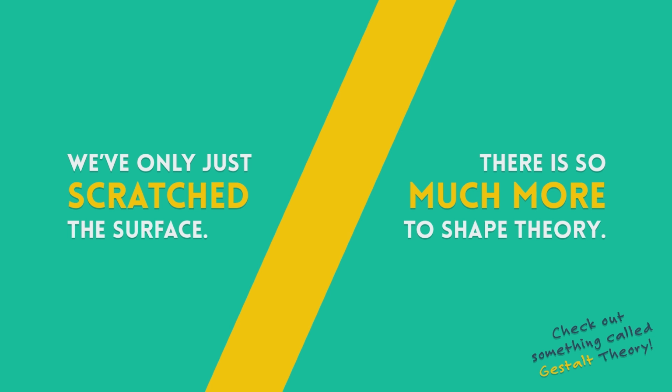So we've only just scratched the surface of shape theory. There's so much more. One thing I highly recommend you check out is Gestalt Theory, which is one of the core foundations of understanding the theory behind everything to do with what is on the page. Okay, so composition, weighting, balance, shapes, colors, things like that, cutouts, negative space, positive space, everything you want to know basically starts in Gestalt Theory. So make sure you check that out.